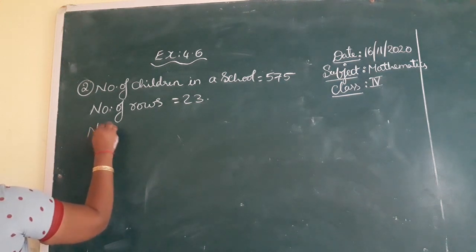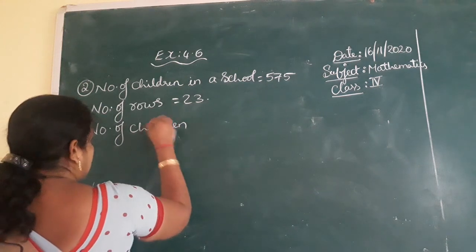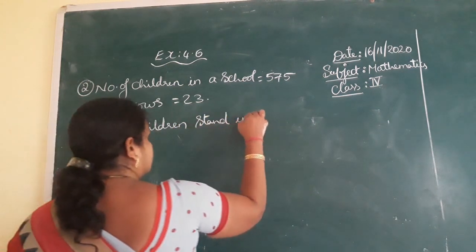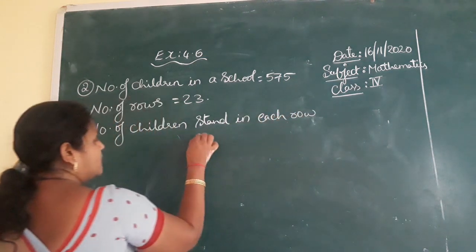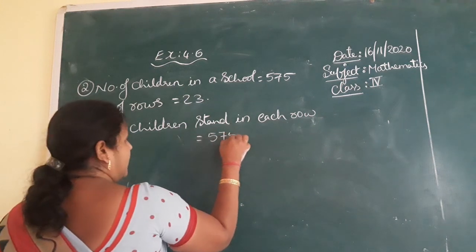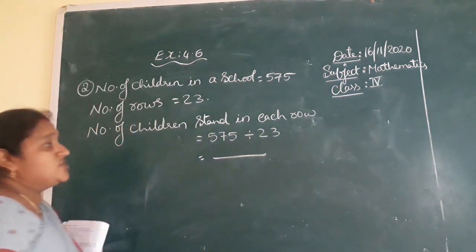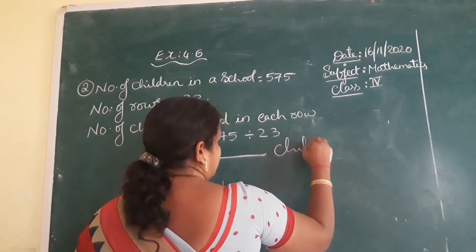So the number of children standing in each row. How many children are standing in each row means 575 divided by 23. The answer you get is the number of children standing in each row. Okay, so now start the division here.